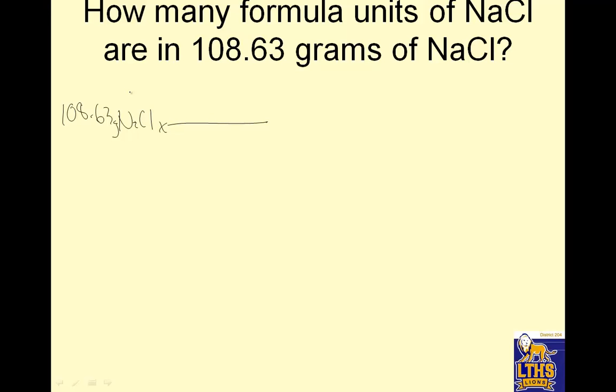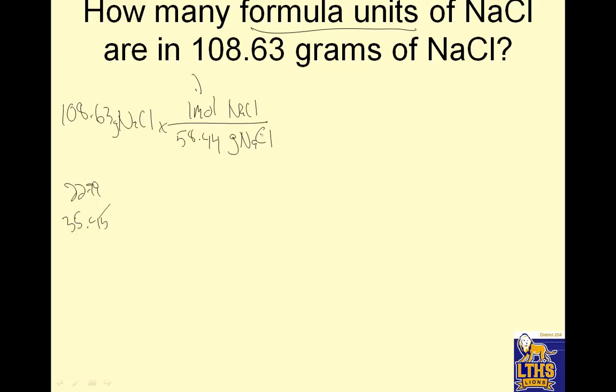And I know that little g equals grams, and little g means go to the periodic table. So grams of NaCl is 1 mole of NaCl. Again, these two are equal, and I go to the periodic table. Sodium is 22.99 and chlorine is 35.45. So that is 58.44 grams of NaCl.